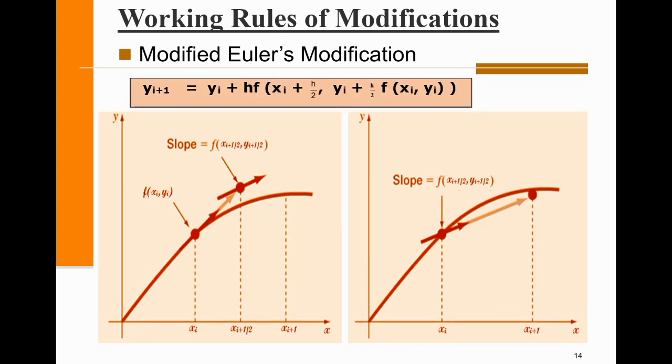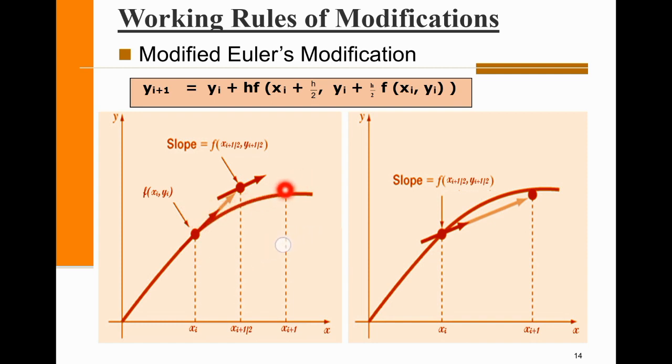Whereas in the modified Euler's formula, suppose this is your xi, we have found the slope at this point. So now what we have done, we have taken the half step. This is our half step. Now at this half step, we have calculated the slope of the curve.